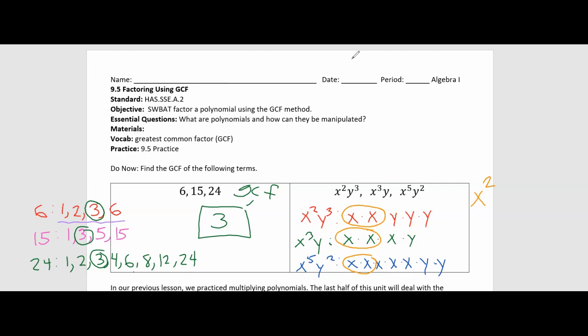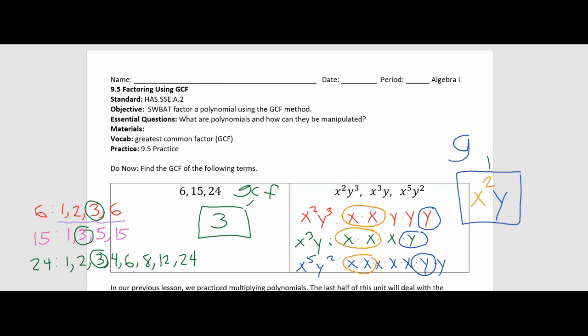Now we need to figure out what's the most amount of y factors that appear. Well, I've got 3 y factors here, but wait a second. This second term only has 1 y factor. So it's not going to be 3. The most it can be is 1, right? Because that's the most that appears in my second term. So there's 1 y in all 3 terms. So my greatest common factor is x squared times y.